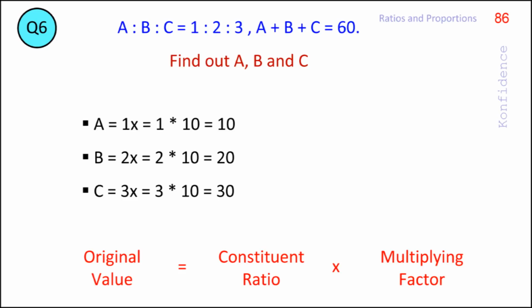Why? Because we know the real or original value equals constituent ratio multiplied by the multiplying factor. I'll repeat. The original value equals constituent ratio into the multiplying factor.